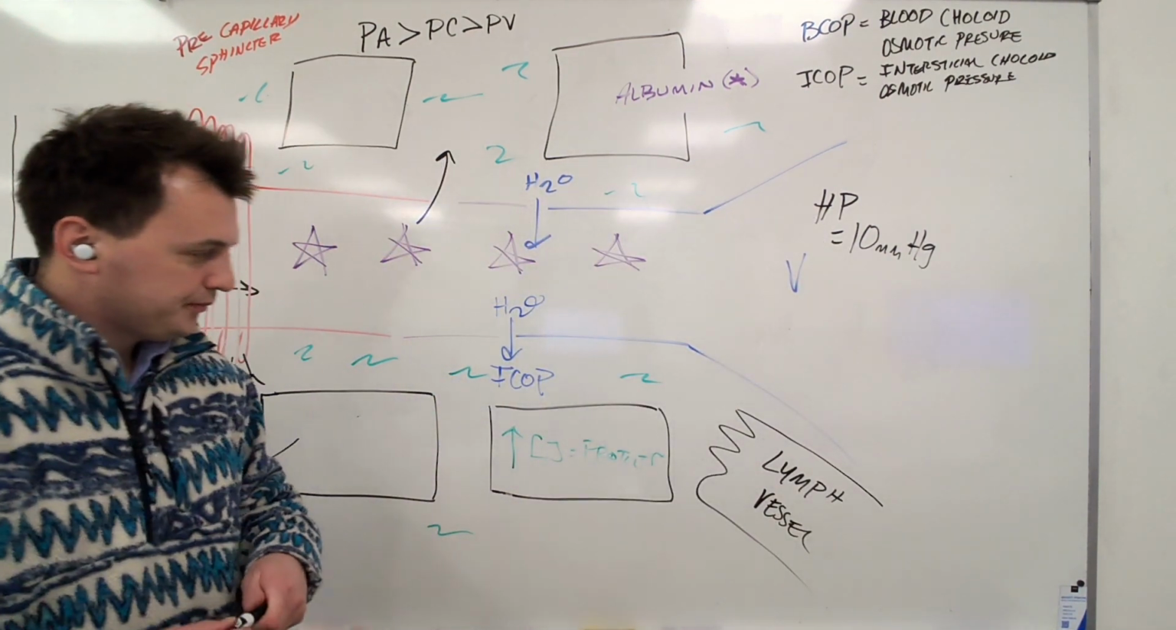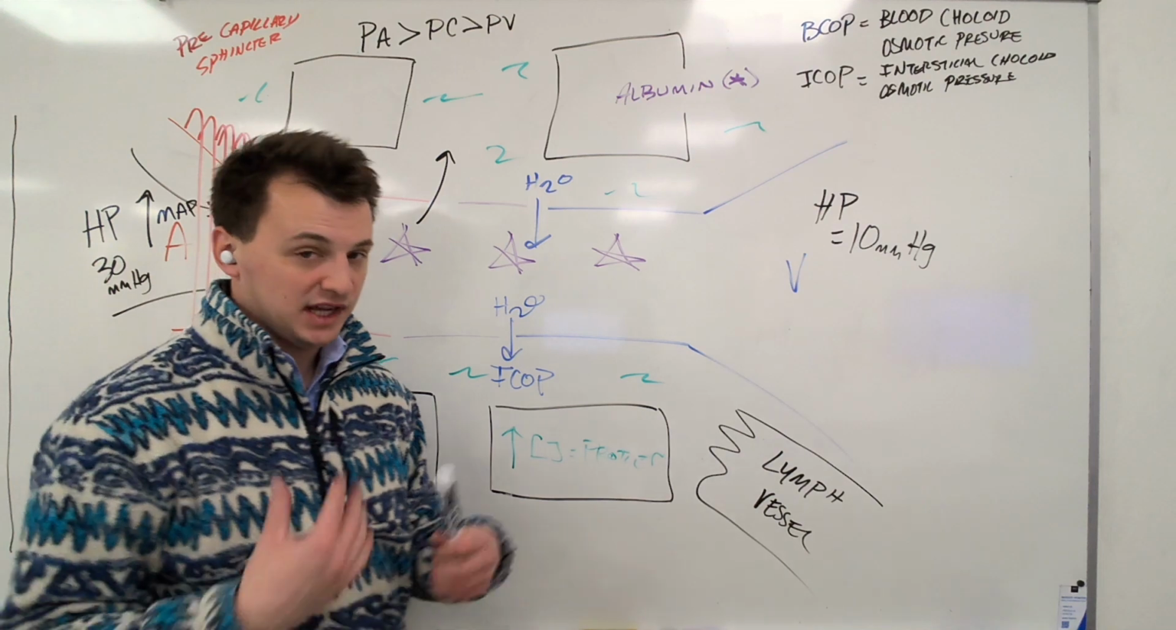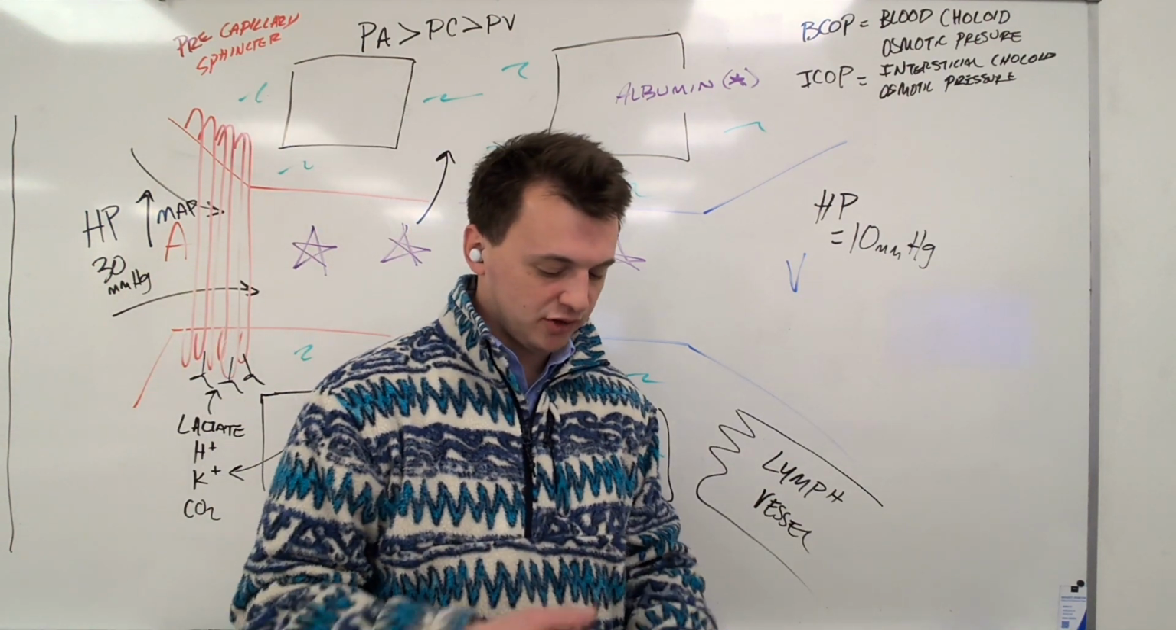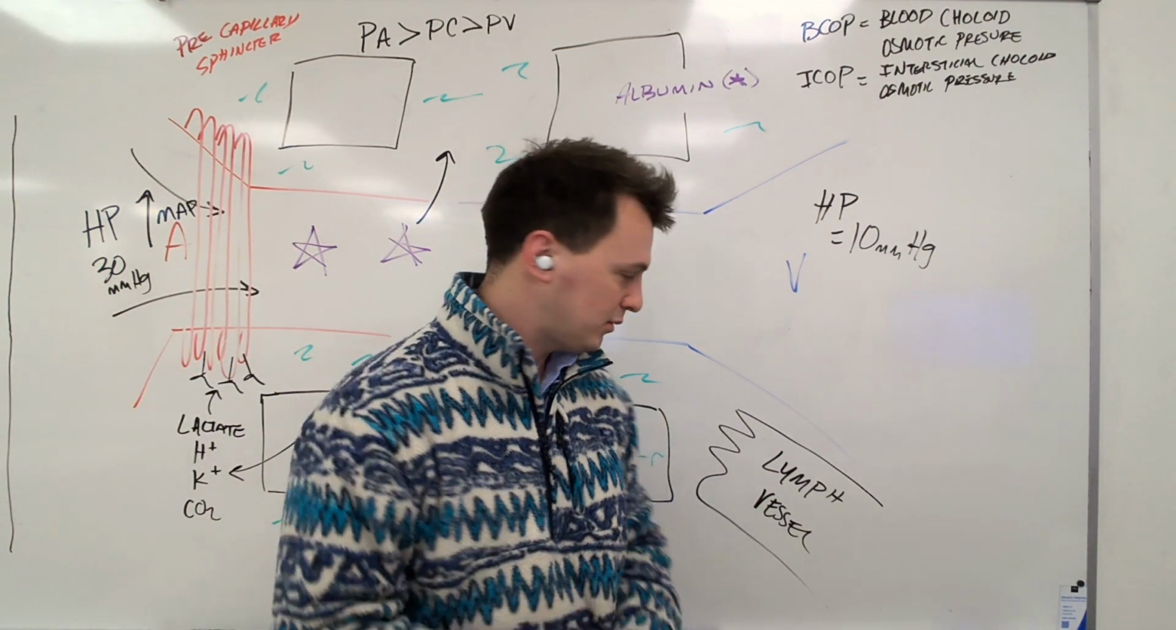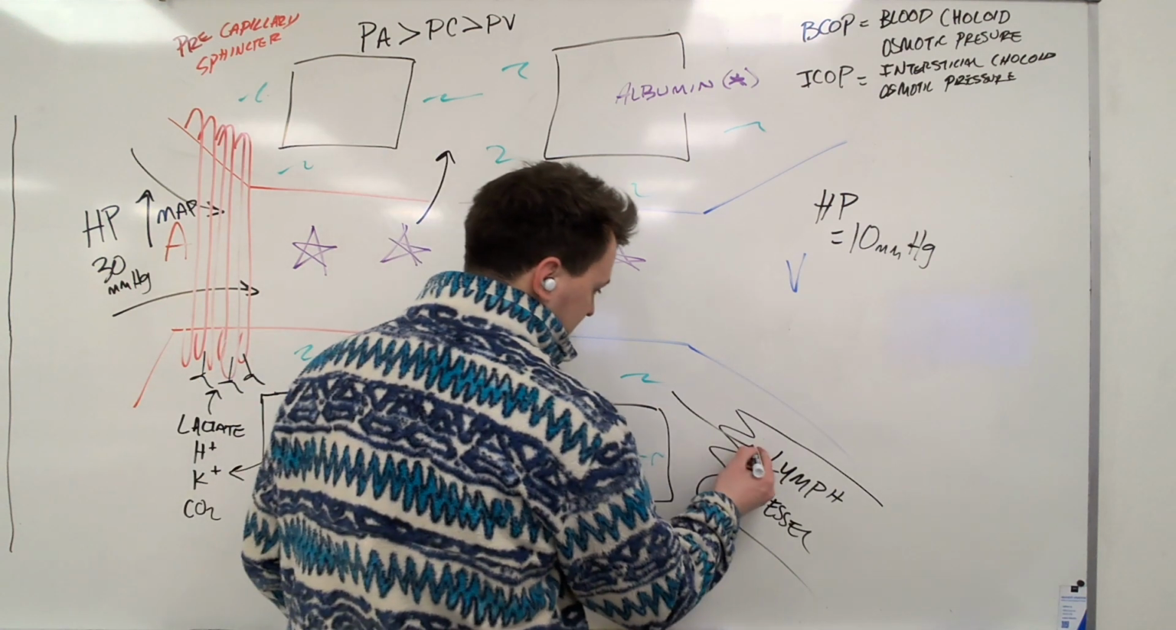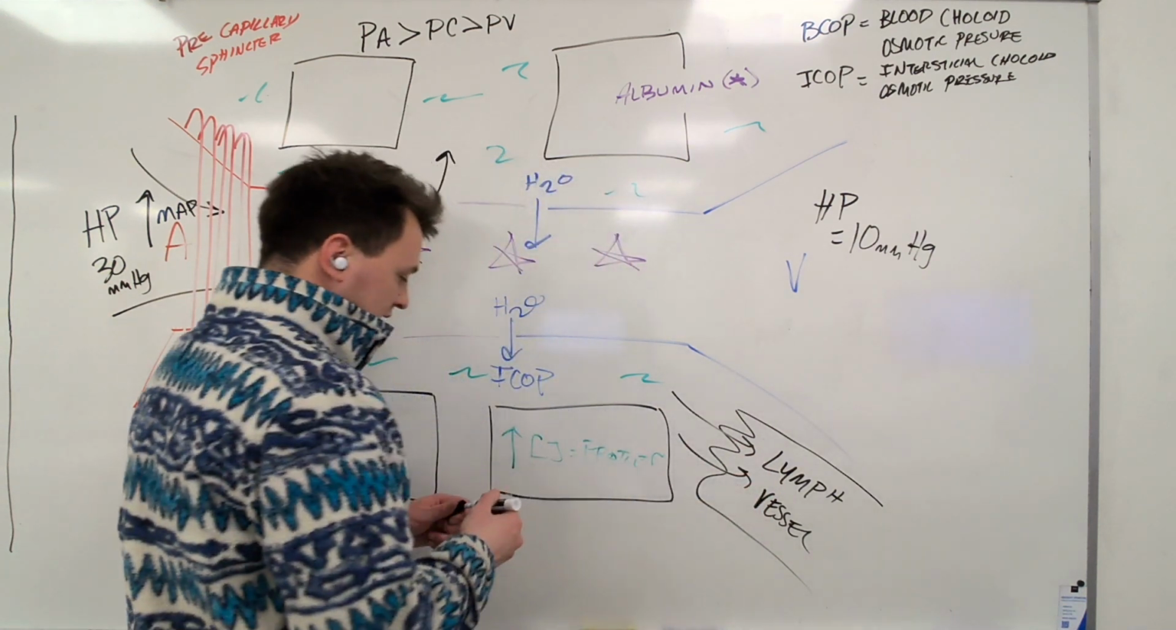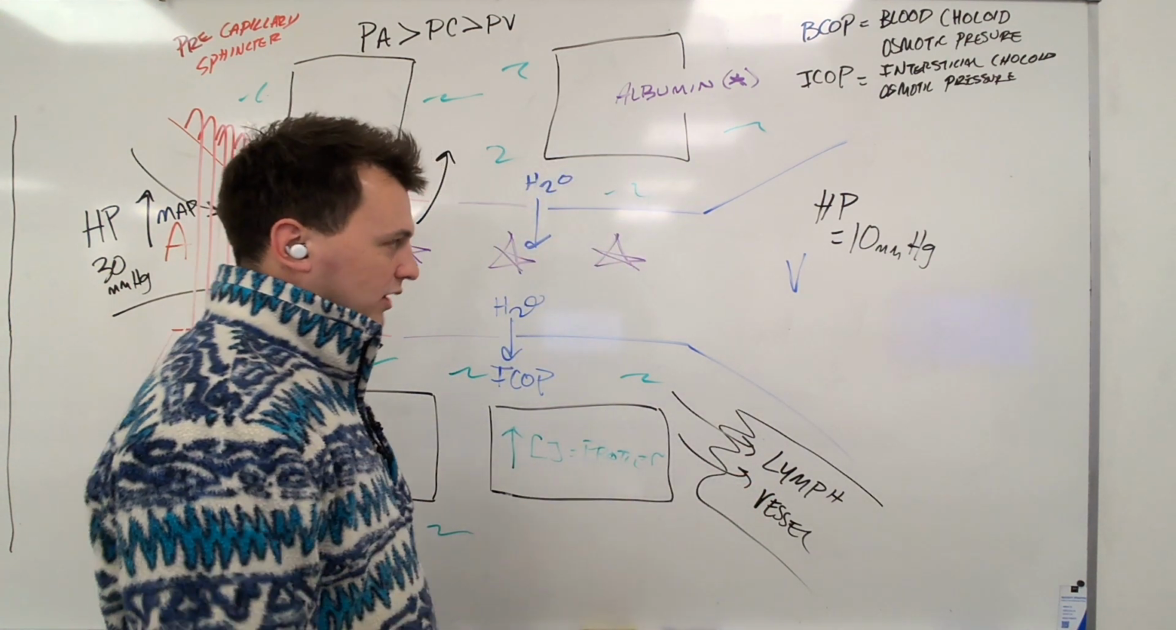We have lymph vessels. These lymph vessels have a negative pressure, like a vacuum. Vacuums have negative pressure. It creates a difference of pressure, so it could suck things up. Lymph vessels do the exact same thing. So they suck up solutes, and so they can suck up water.